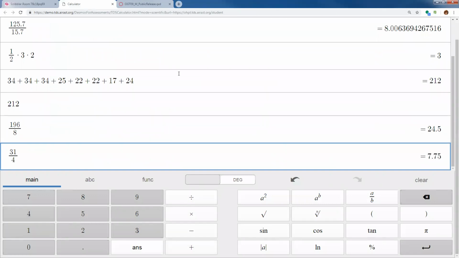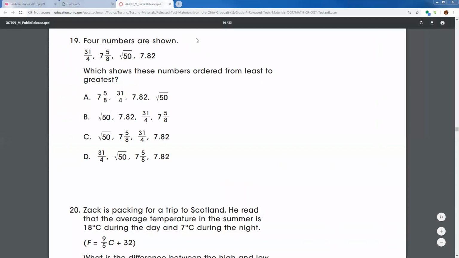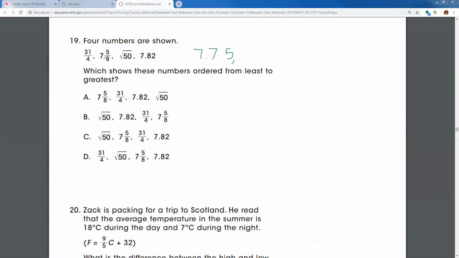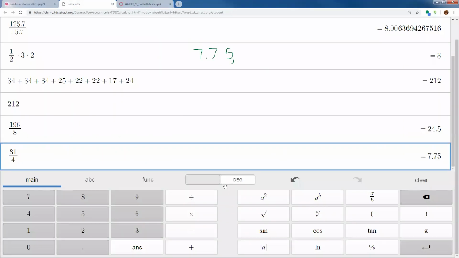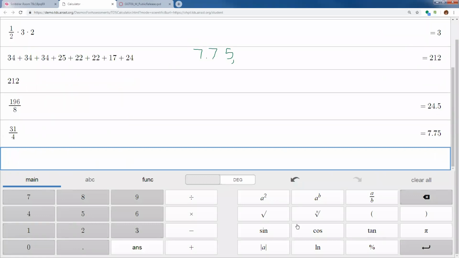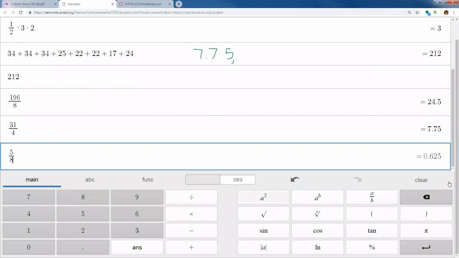which is 7.75. Then the 7 and 5/8, looks like you've already picked an answer of C. I don't know without the decimals, so I'm going to get them really quick. For 7 and 5/8, we just need the 5/8 in the calculator to get that decimal. It is 0.625, so that would be 7.625.